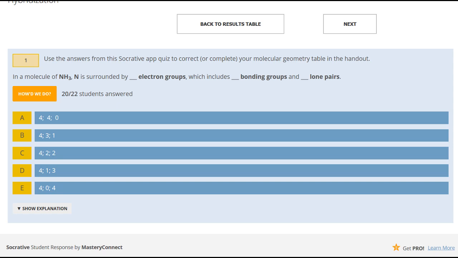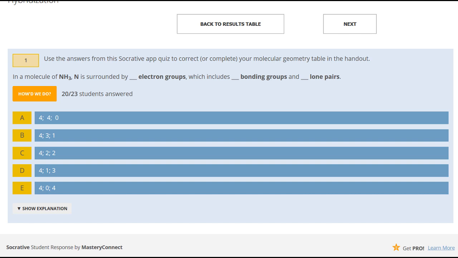The Socrative app coming in. Let's go ahead and check the first one here. It says use the answers from the Socrative app quiz to correct or complete your molecular geometry table in your handout. So if you don't have your handout out, let's get it out here.